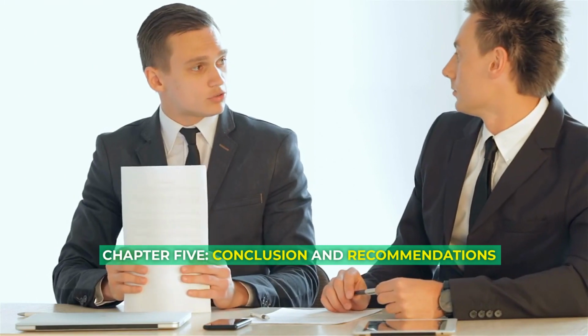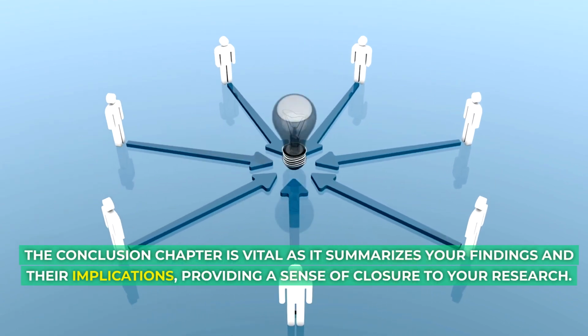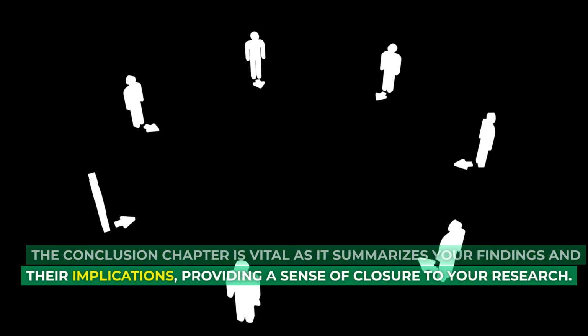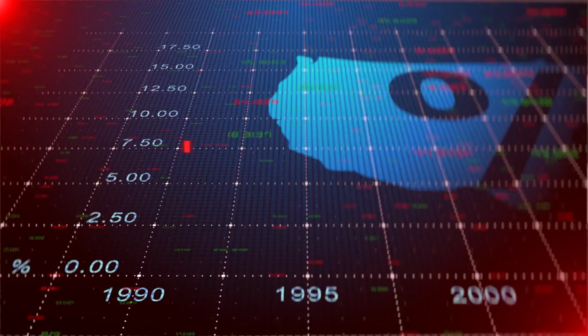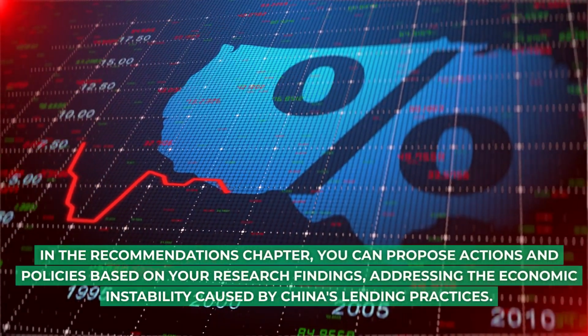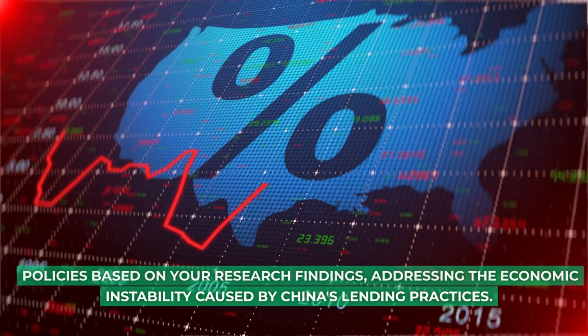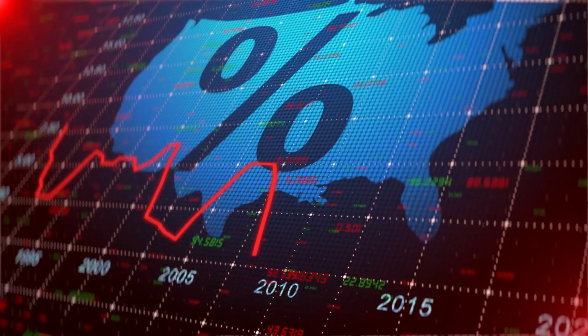Chapter 5. Conclusion and recommendations. The conclusion chapter is vital as it summarizes your findings and their implications, providing a sense of closure to your research. In the recommendations chapter, you can propose actions and policies based on your research findings, addressing the economic instability caused by China's lending practices.